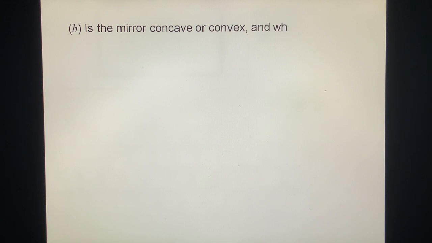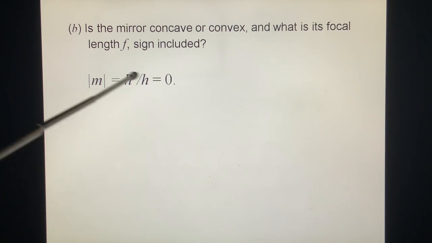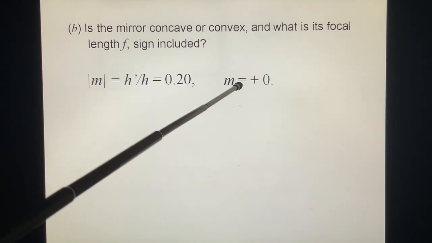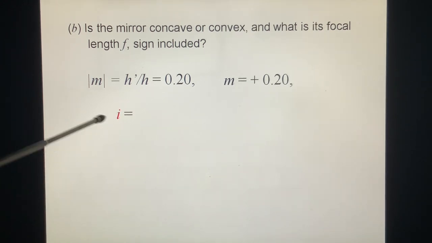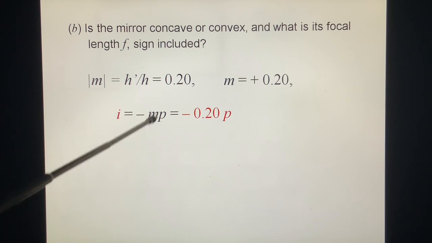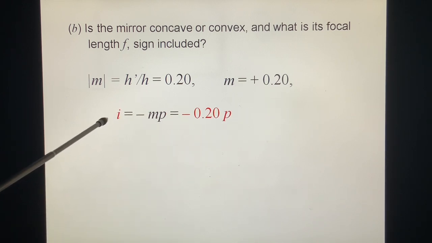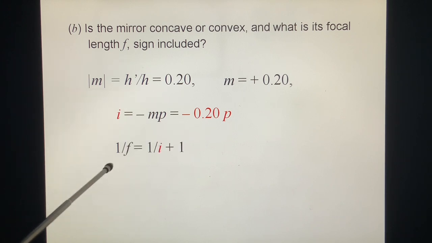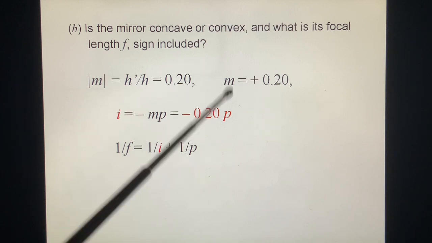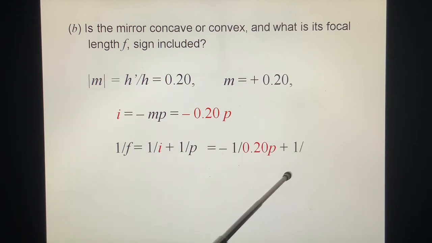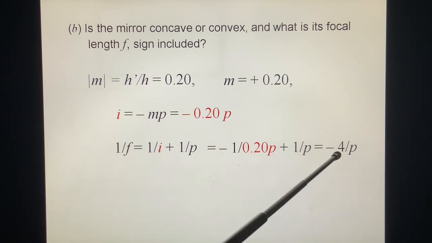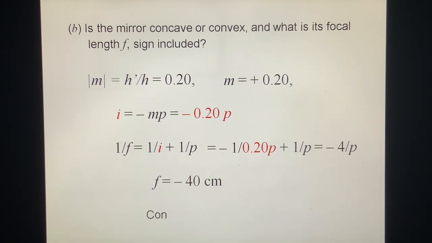Is the mirror concave or convex, and what is its focal length F, sign included? Little m is a positive number, and m is 0.20. So I equals minus 0.20 P, I is a negative number. Then in 1 over f equals 1 over I plus 1 over p, we put I inside, and we find this is equal to minus 4 over p. F is a negative number, so this is a convex mirror.